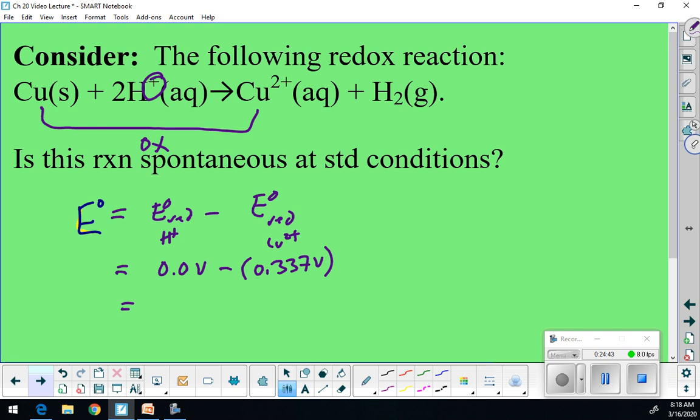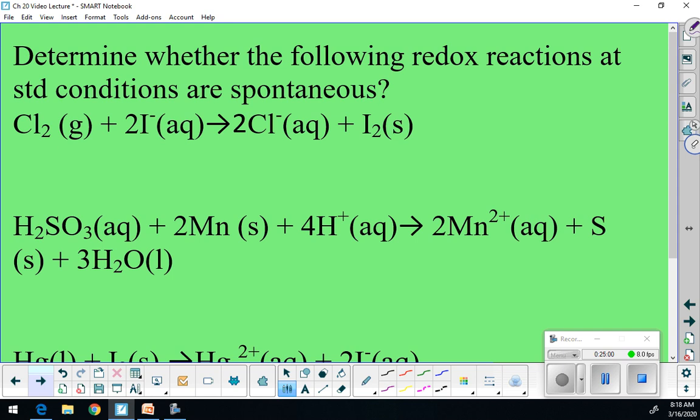And so what do I get out of this? I get a negative 0.337 volts. This is a negative value, so it is not spontaneous in the forward direction. Good. You guys do the next one. You do these three, all right, and come back.